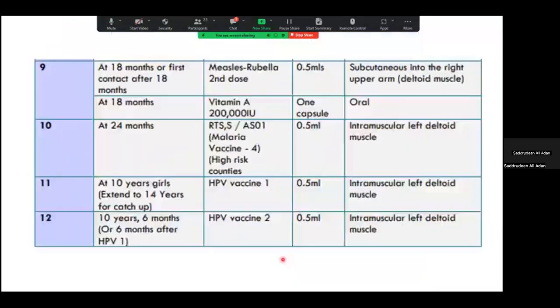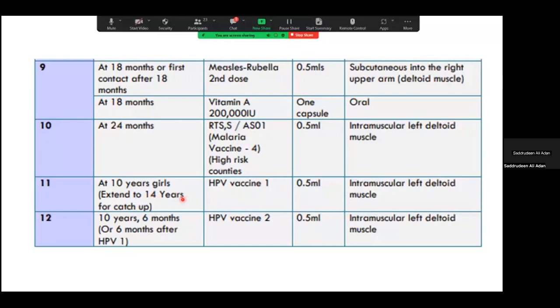At 18 months, remember we said measles is at 9 months and 18 months. Now it's the second dose of measles. We still give vitamin A. And then at 24 months, at 2 years, when the baby is now getting off the breast, you can give malaria, but just ignore this malaria part. Then for all 10-year-old girls, class 4 girls, I don't know if nowadays all class 4 girls are vaccinated for human papilloma virus, to prevent cervical cancer. And then they can extend it to 14-year-old girls.